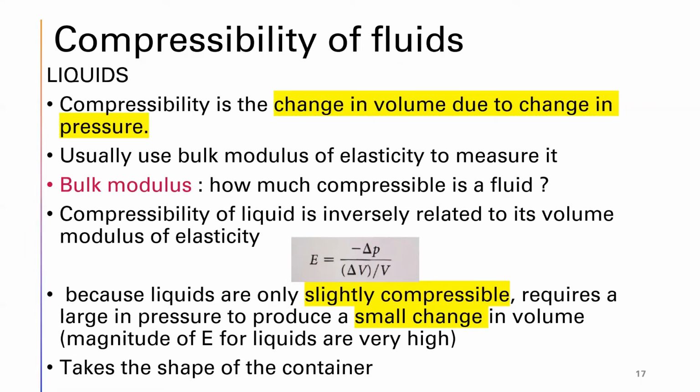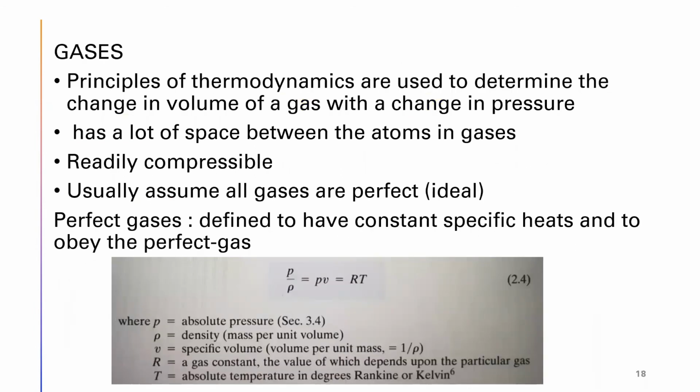Bulk modulus is equal to negative change in pressure divided by change in volume divided by volume. Because liquids are only slightly compressible, it requires a large change in pressure in order to produce a small change in volume. So the magnitude of bulk modulus for liquids is very high. Liquids tend to take the shape of the container. So we usually assume that liquids are incompressible because it requires a large change in pressure to produce a small change in volume.